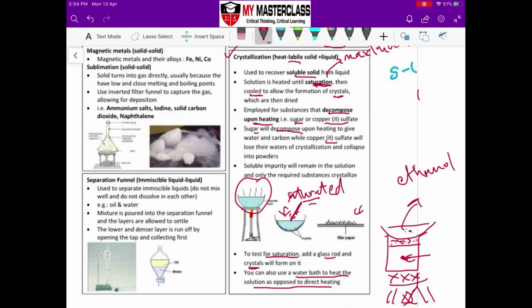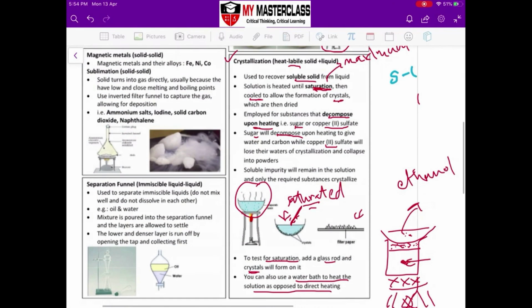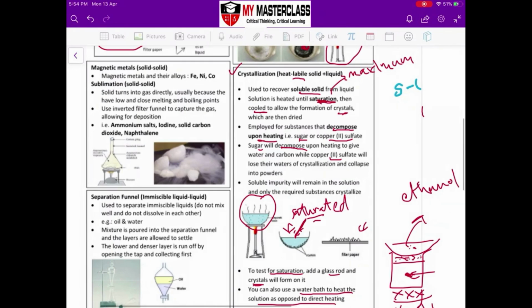Next, we are going to look at solid mixtures.